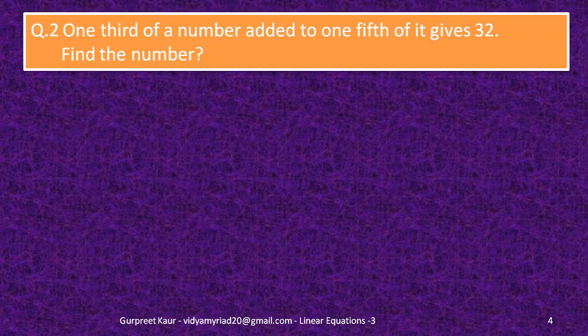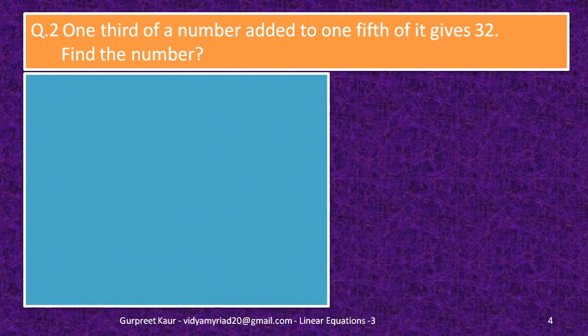Question number 2. 1/3 of a number added to 1/5 of it gives 32. Find the number. Again, we have to find the number. So, I will assume, let the number be x. So, step number 1, need to assume what you have to find. That means let the number be x.